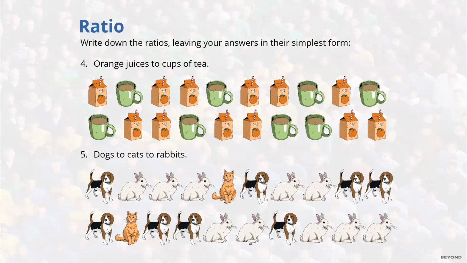Basically, for this one, all we're doing is finding the ratio of oranges to cups of tea and dogs to cats to rabbits, and simplifying it. All right, that's all we're doing. Mr. Petit, we set it up just like how we set up the last one, right? That's correct, yes, ma'am. And then you simplify it.